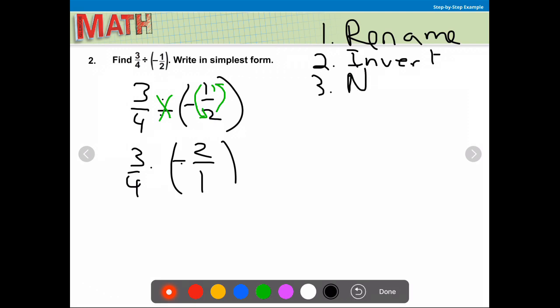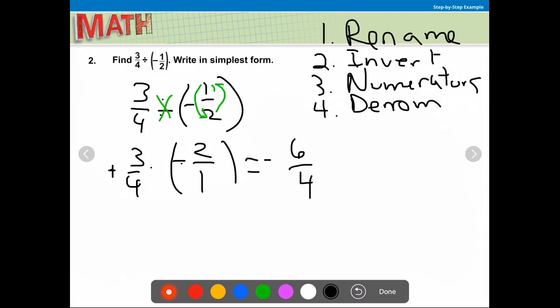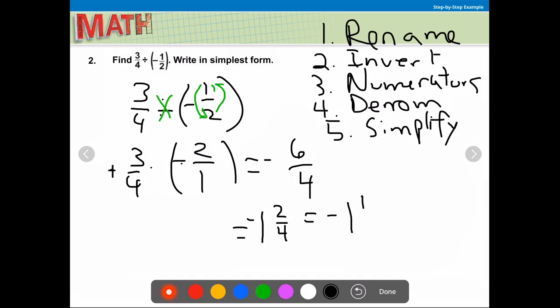Step 3, multiply the numerators, and 3 times 2 is 6. We also know a positive number times a negative number is going to give us a negative number. Step 4, multiply the denominators. 4 times 1 is 4. And step 5 is simplify. That comes out to -1 2/4, which is -1.5. So our answer is -1.5.